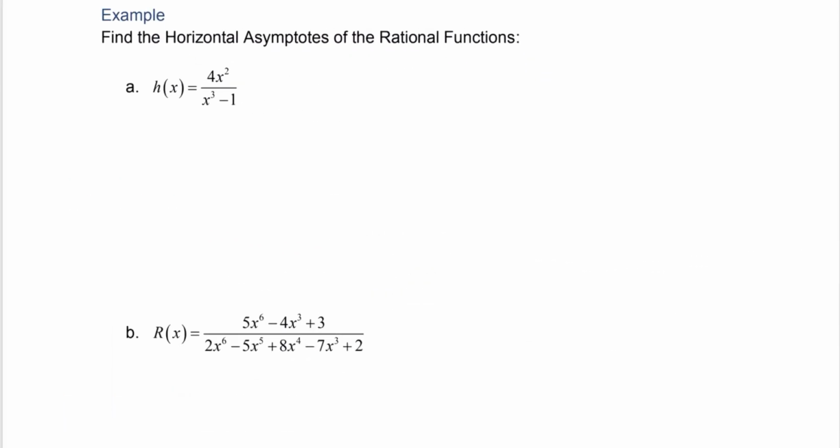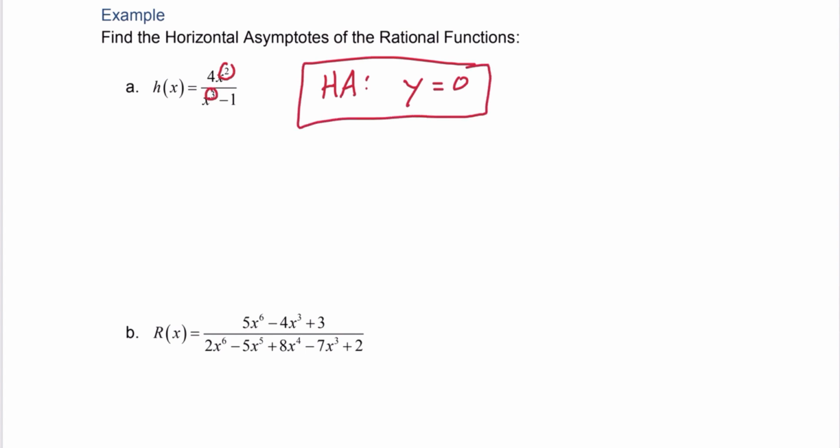In this example, let's look at the horizontal asymptotes. To find the horizontal asymptotes, we simply compare the degrees. The degree of the top is 2. The degree of the bottom is 3. Since the top has a smaller degree than the bottom, then the horizontal asymptote is simply y equals 0. There's no work. It's just y equals 0, the x-axis.